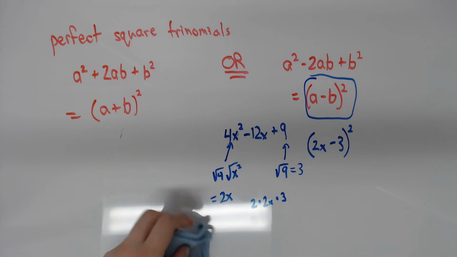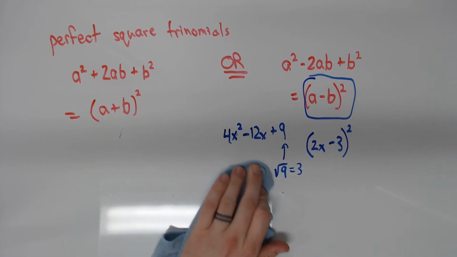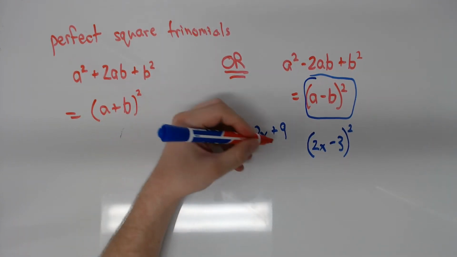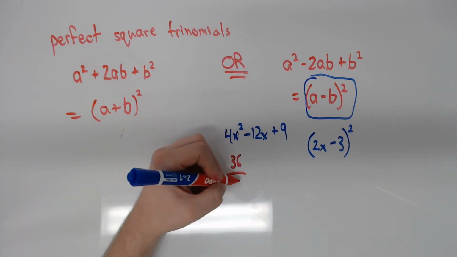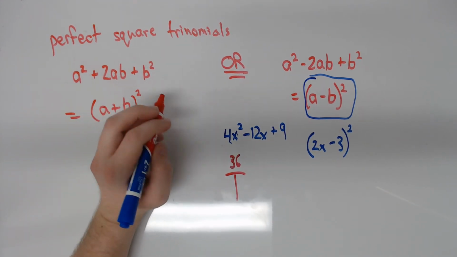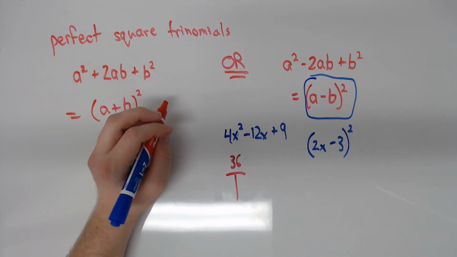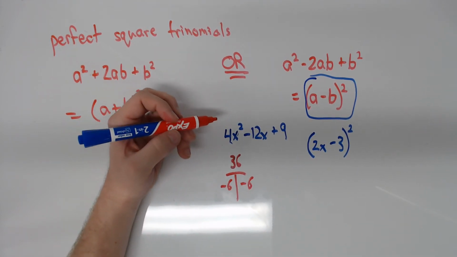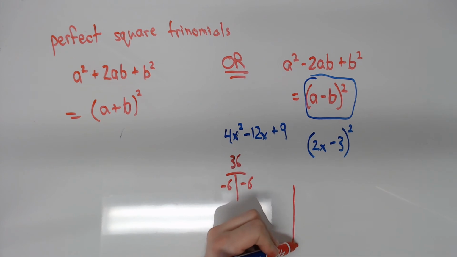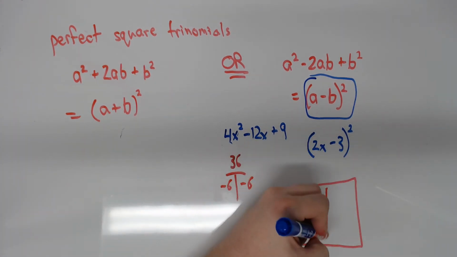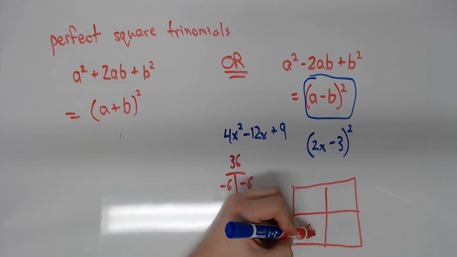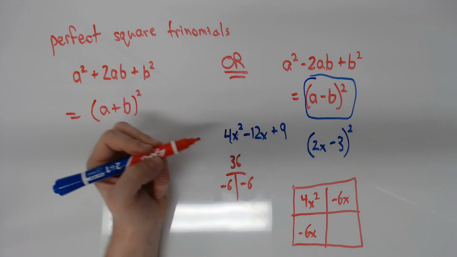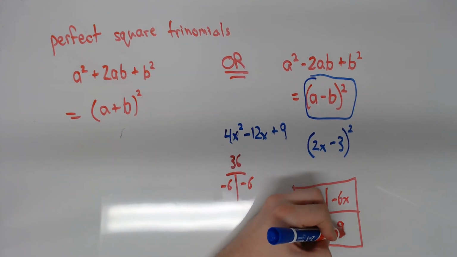If I did this with my normal factoring method, we would get that same answer. Hopefully you trust me. 4 times 9 is 36. So we're looking for factors that'll get us negative 12. All right, we have to go with two negative numbers. Negative 6 and negative 6 will get us negative 12. Fill out the box. We've got negative 6x, negative 6x, 4x squared, 9.